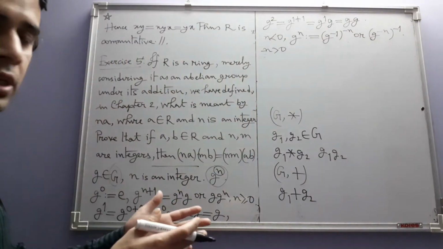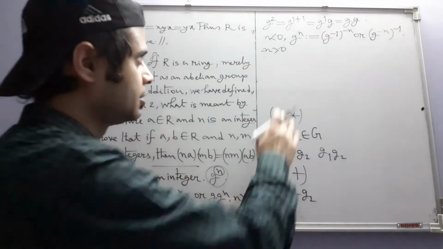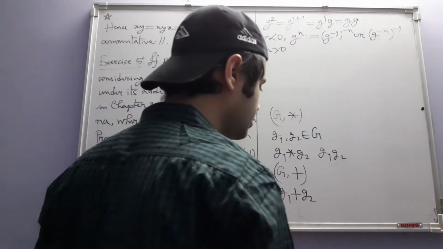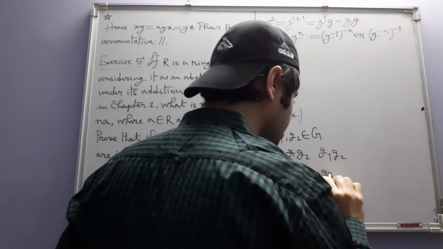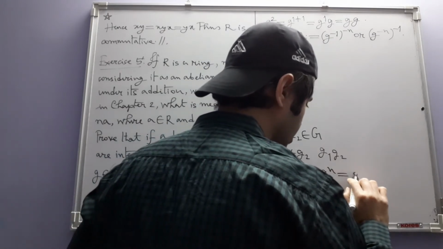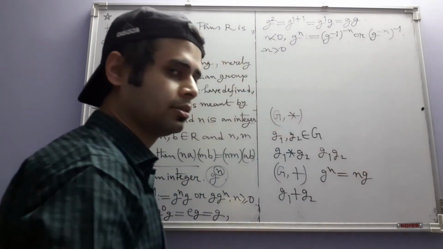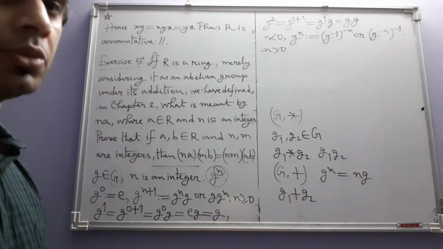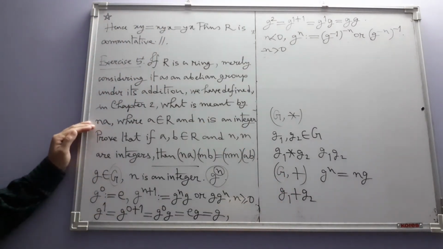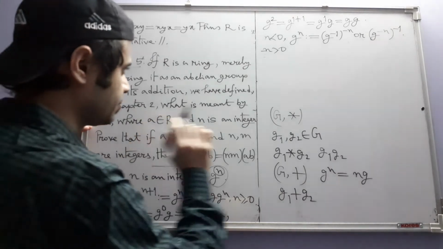And in this context of abelian groups, the power g to the power n is just simply written as ng. This is the notation. They mean precisely the same thing. And that's what we have here. But what is the underlying abelian group here?